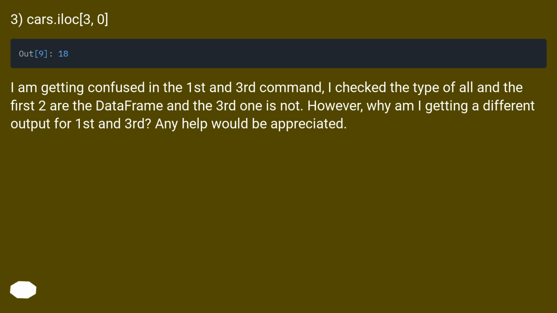I am getting confused about the first and third commands. I checked the type of all: the first two are data frames and the third one is not. However, why am I getting a different output for the first and third? Any help will be appreciated.